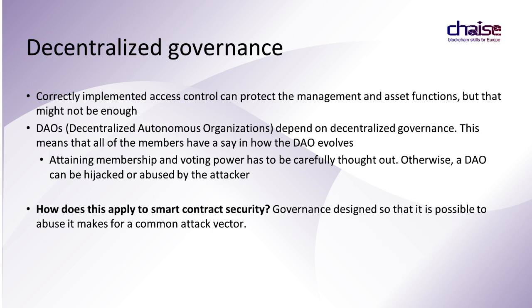DAOs, decentralized autonomous organizations, depend on decentralized governance. This means that all of the members have a say in how the DAO evolves. Attaining membership and voting power has to be carefully thought out. Otherwise, the DAO can be hijacked or abused by the attacker. Failure to properly safeguard against governance attack can result in a complete loss of funds or value of the DAO. How does this apply to smart contract security? Governance designed in a way that it is possible to be abused makes for a common attack vector.